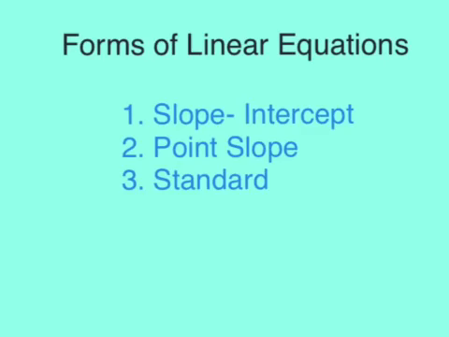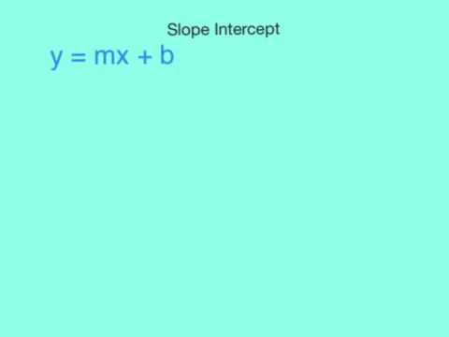So let's take a look at our first form, slope-intercept form. Slope-intercept form is your y = mx + b. With this, you've got to understand what the m and the b are. You already know that m is your slope. You've studied slope, you know how to find slope from a graph and from an equation. So m stands for slope.